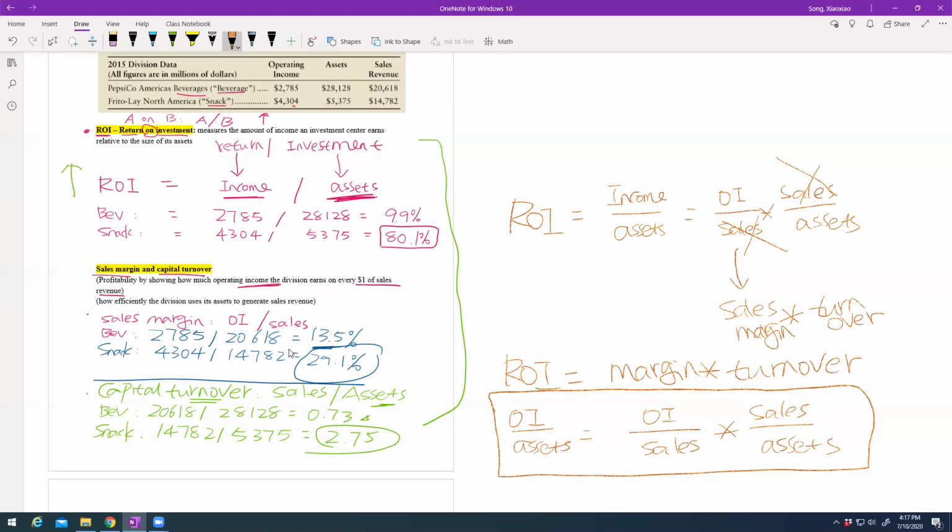Next time, we talk about the third measure called residual income.